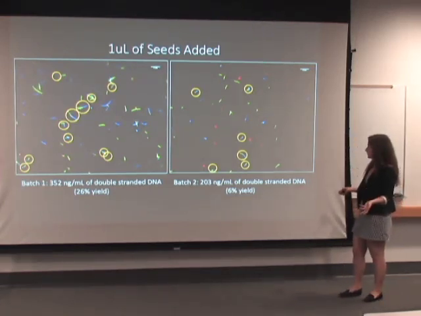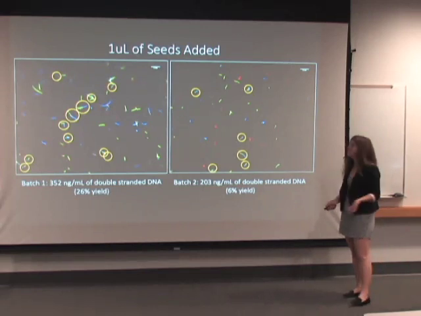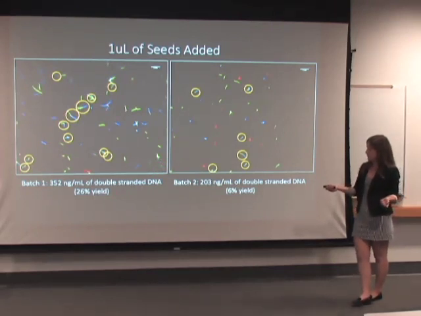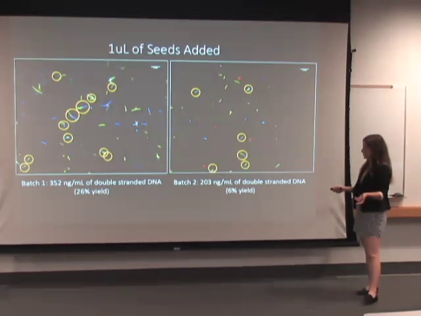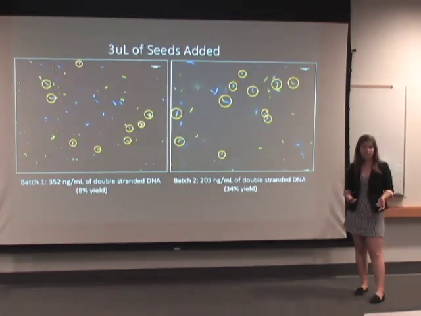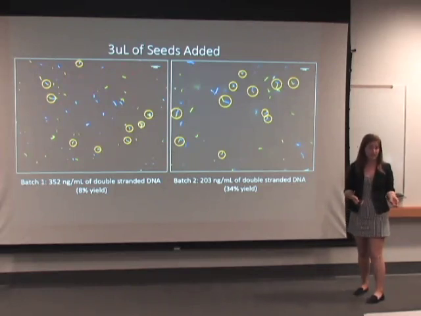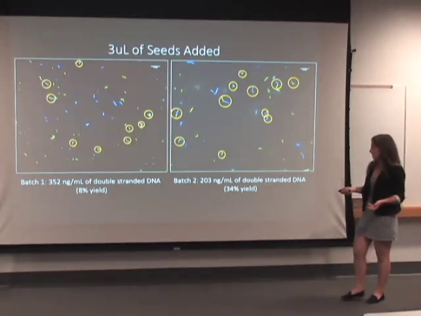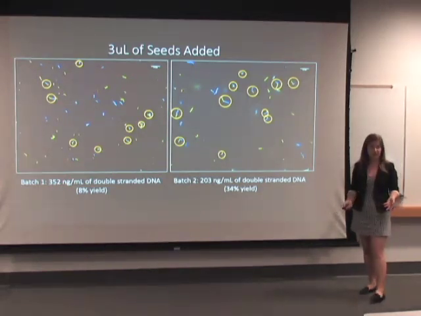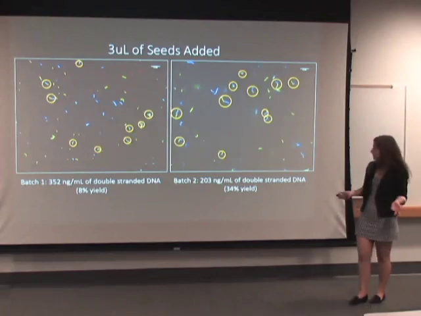And so the percent of seeds that form nunchucks is what our nunchuck yield is. And so these are about four samples at 1 microliter of seeds added. And as you can see, we have a much better yield for the high amount of double-stranded DNA. And for the low amount of double-stranded DNA, we have a much worse yield. Now, these are the same two batches of seeds, but this time at 3 microliters added. And as you can see, now the higher amount of double-stranded DNA has given us a much worse yield, while the lower amount of double-stranded DNA has given us a much higher yield of nunchucks.